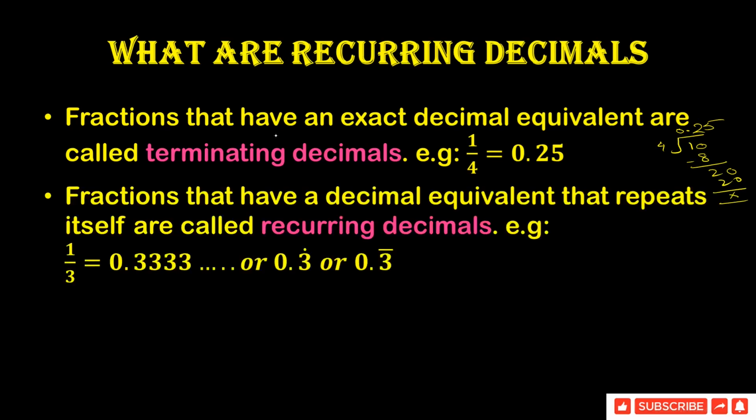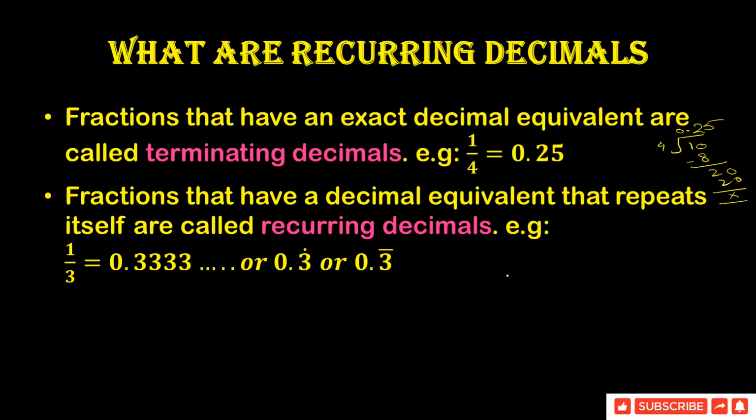Fractions that have a decimal equivalent that repeats itself are called recurring decimals. For example, when you divide 1 by 3, you get 0.33333 onwards. Then we can write it as 0.3 dot or 0.3 bar. These two types of representations are for recurring decimals.